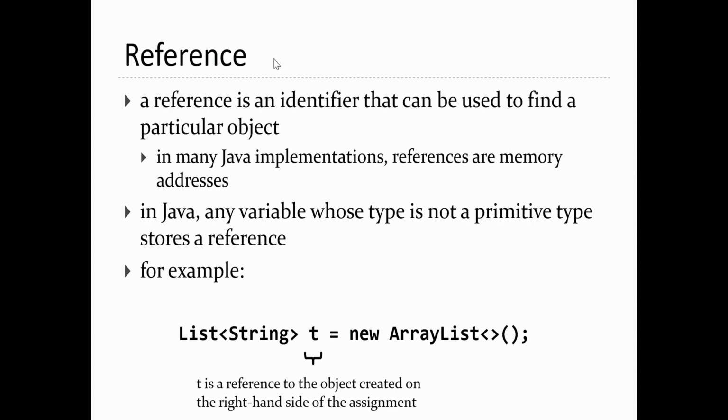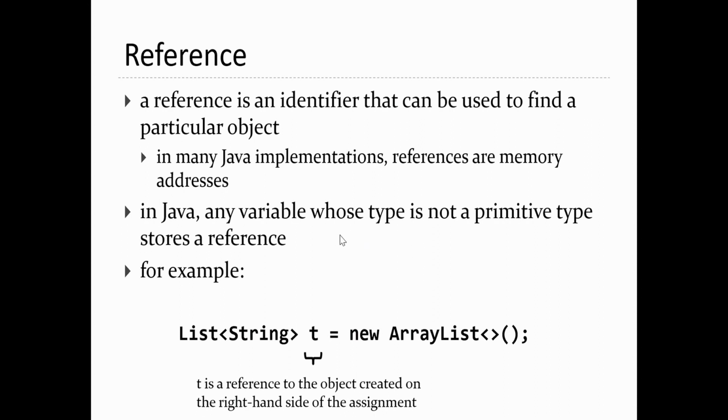So what's a reference? Now they should have told you what this is in 121, but that doesn't always happen. So a reference is an identifier that can be used to find a particular object in memory. So in many Java implementations, references are memory addresses. So you can think of a reference as just a unique identifier for every object that's in your program.